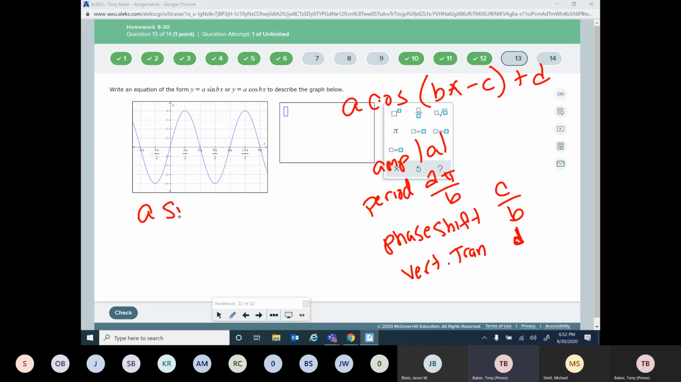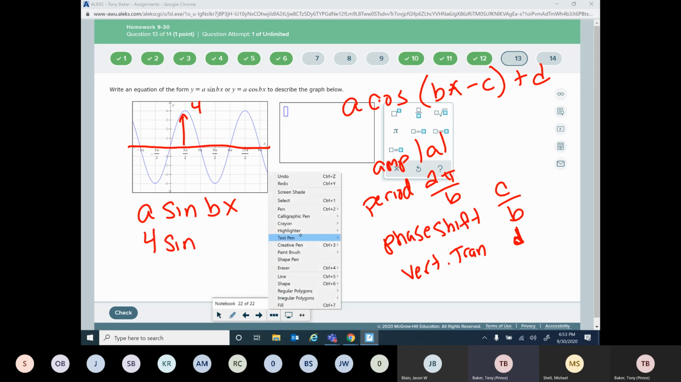So we're going to do A sine B of x. So the amplitude is the peaks from that center line. So this is my center line of the graph. So my amplitude is going up to 4. So that means A equals 4. So I have 4 sine.